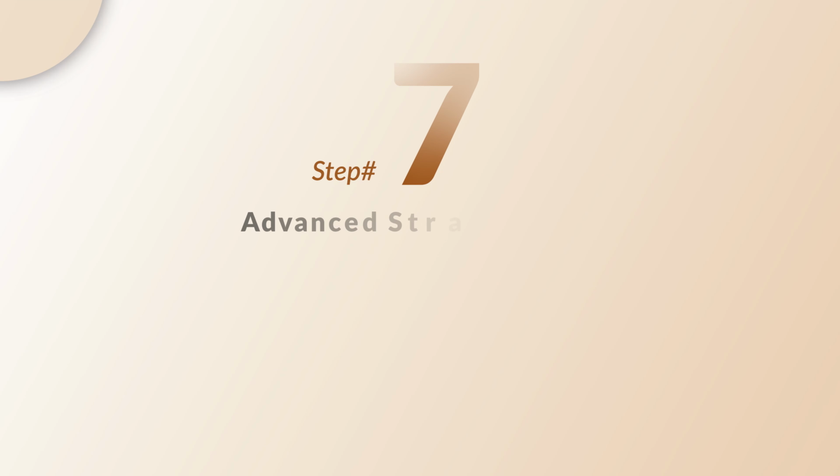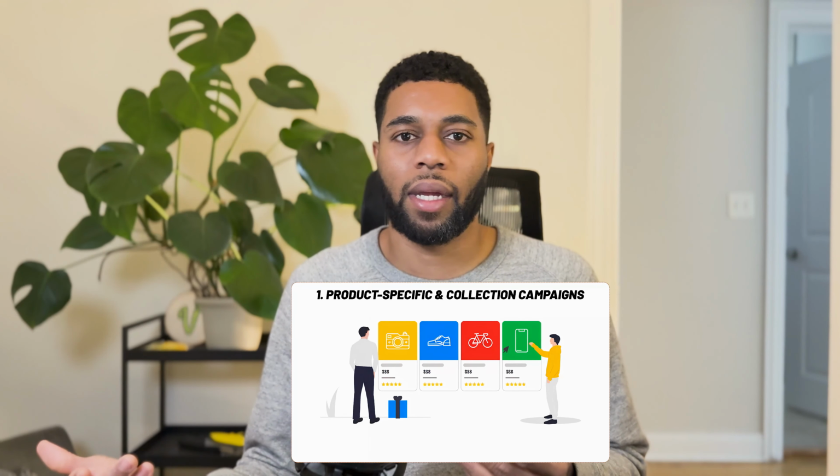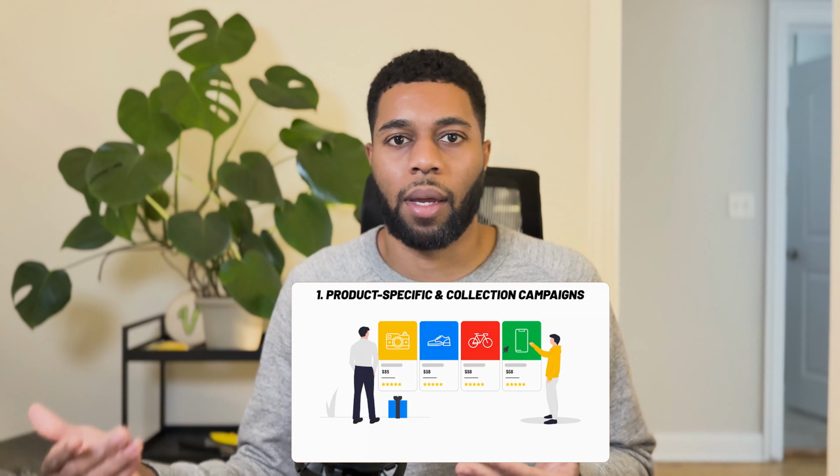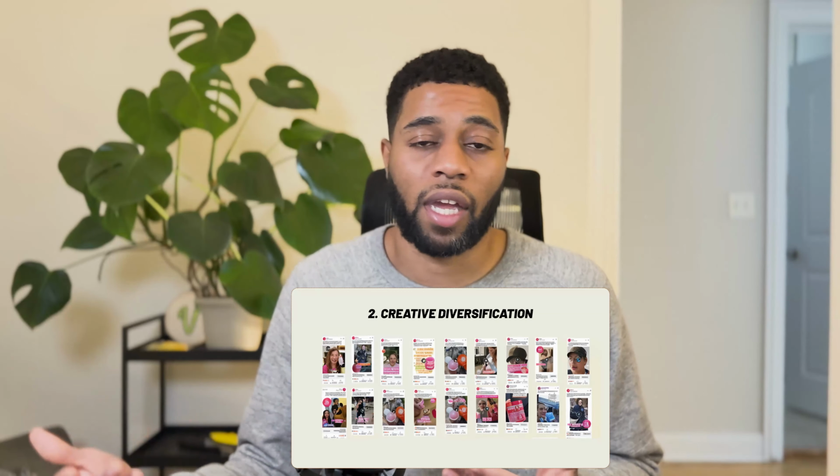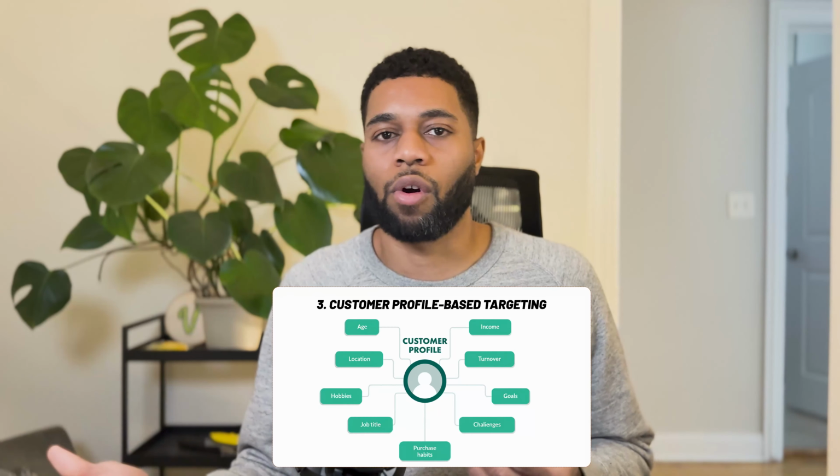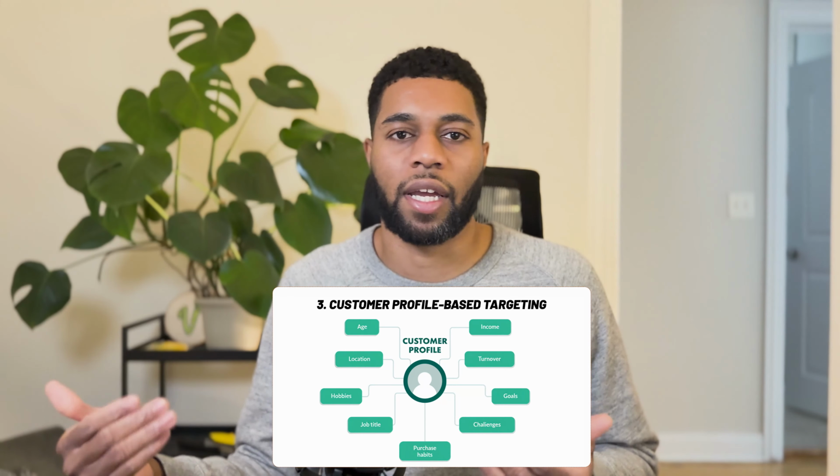And step 7 are advanced strategies for growth. So product specific and collection campaigns. Basically, these run separate campaigns for individual products or product categories. Creative diversification: separate static only and video only campaigns to let Facebook optimize them independently. And customer profile based targeting, which identifies secondary audiences that share traits with your best customers. For example, a rug brand that scaled from 100 million to 500 million by expanding from dog owners to cost conscious shoppers and sustainability focused buyers.